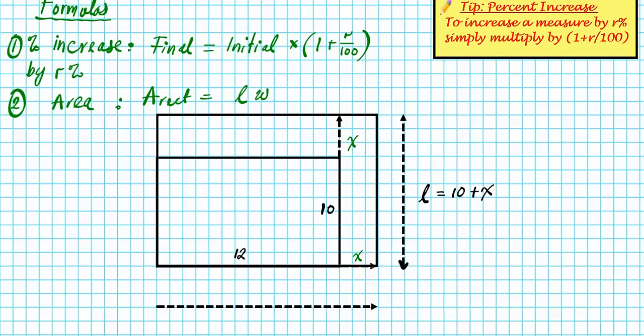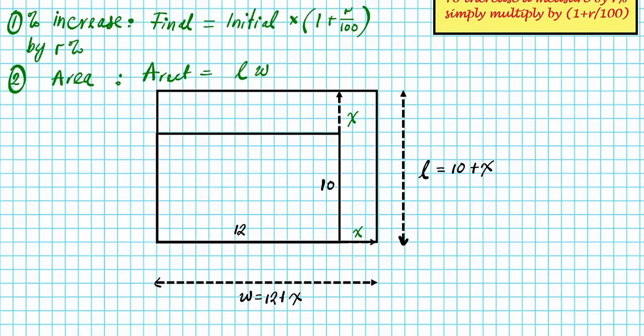Our new width is going to be 12 plus what? 12 plus x. Okay, so our new width is 12 plus x because we're combining this portion right here, which is 12, and then the x portion right there. So 12 plus x is our new width. Okay, so now let's go ahead and set up our equations.